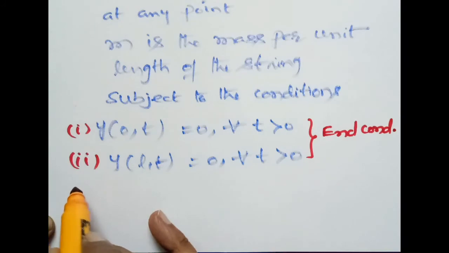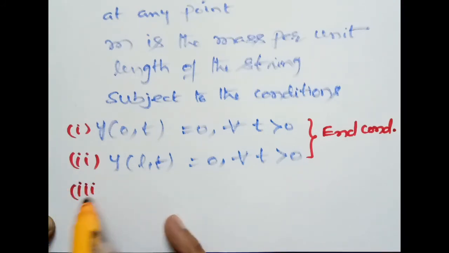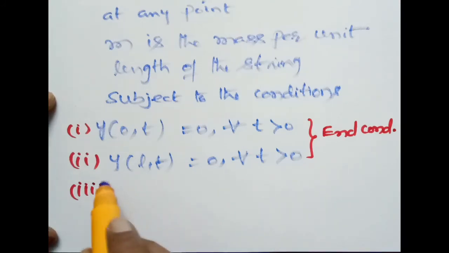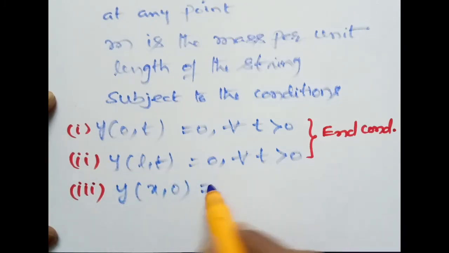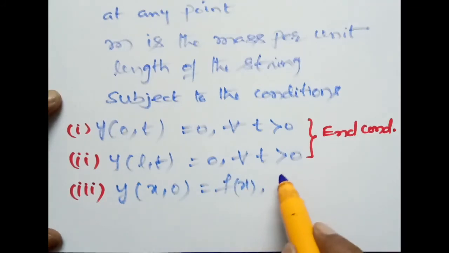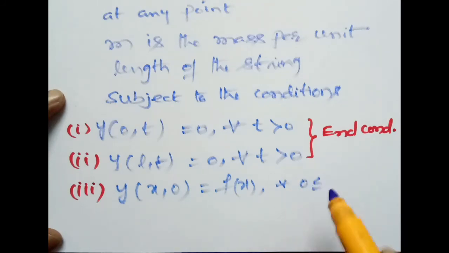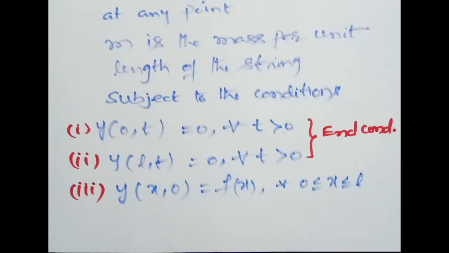Now the third one, initial displacement: y of x comma 0 is equal to f of x for all x with 0 less than or equal to x less than or equal to L. So the initial displacement in the string from its equilibrium position should be in the form f of x, a function of x, after slightly displacing from its equilibrium position through a distance p dash as shown in the diagram and explained earlier.